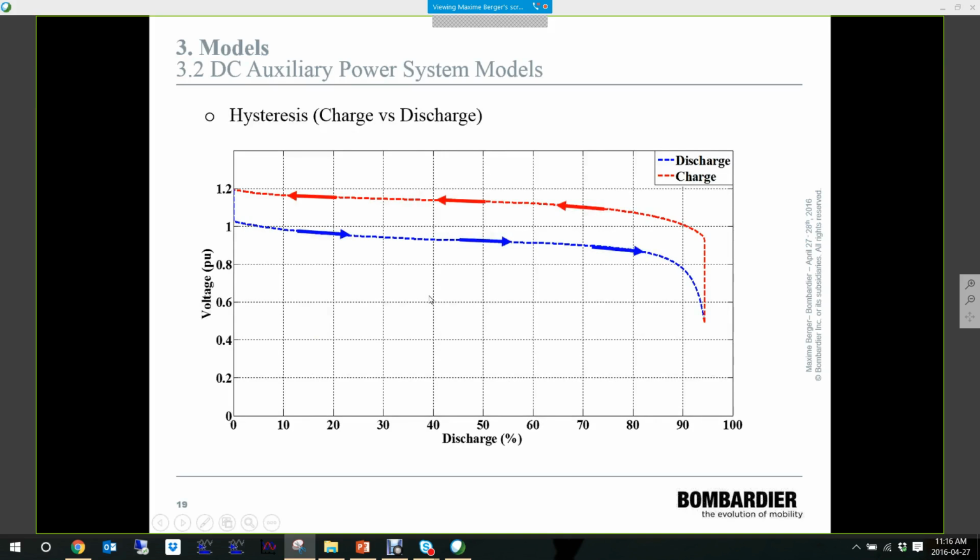First of all, the hysteresis effect between the charge and discharge. What we can see here is that the hysteresis effect is in fact a chemical phenomenon that leads to the creation of 2 different paths, depending on whether the battery is charging or discharging. We see here in blue the path when the battery is discharging, and the path in red when the battery is charging. And this is due to chemical losses in the battery.